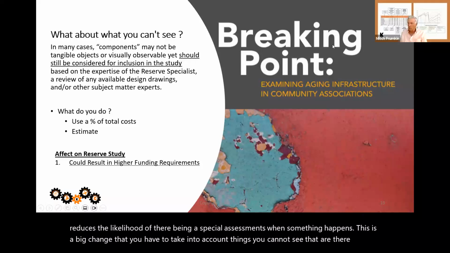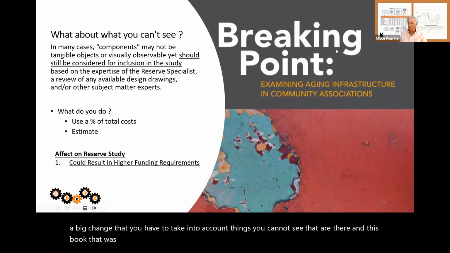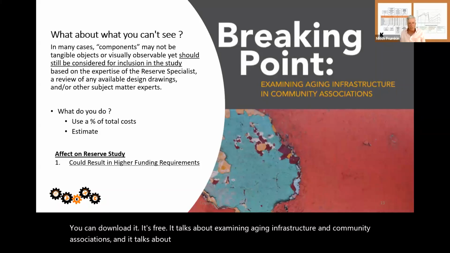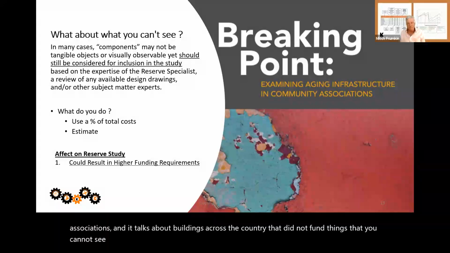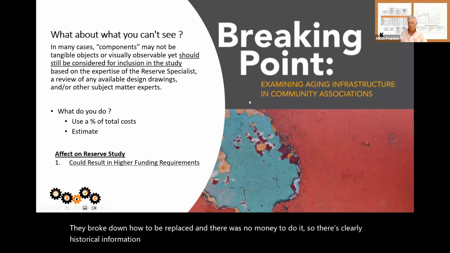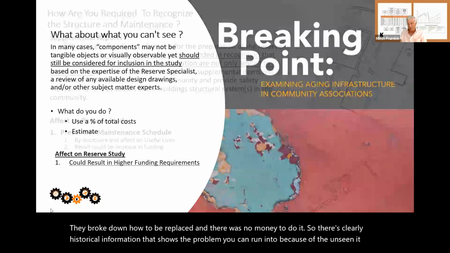And this book that was put out by CAI, it's called Breaking Points. You can download it, it's free. It talks about examining aging infrastructure in community associations, and it talks about buildings across the country that did not fund things that you could not see, especially in high rises. They broke down, they needed to be replaced, and there was no money to do it. So there's clearly historical information that shows the problem you can run into because of the unseen items, unseen components.